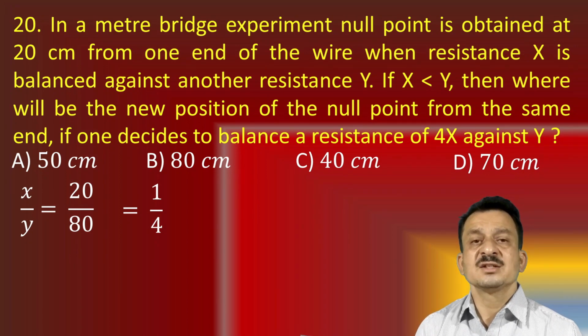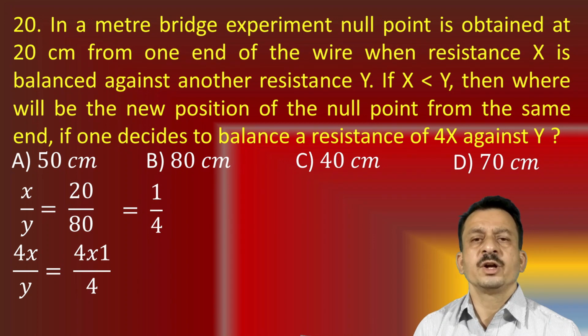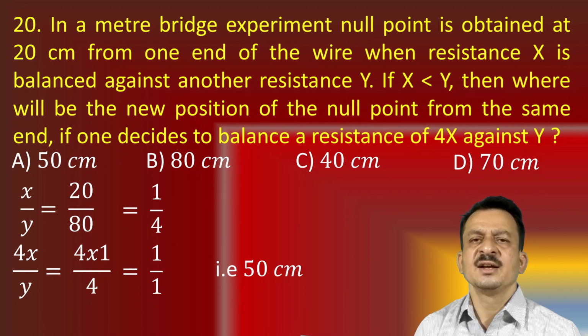Now we have to balance 4X by Y. Therefore 4X by Y becomes 4 into, we know the value of X by Y, substituting that value of X by Y, it is 1 by 4. Now it becomes 1 by 1. That means they are exactly balanced at the midpoint in the meter bridge. That midpoint corresponds to 50 centimeter. Hence A is the right answer. A is the right answer.